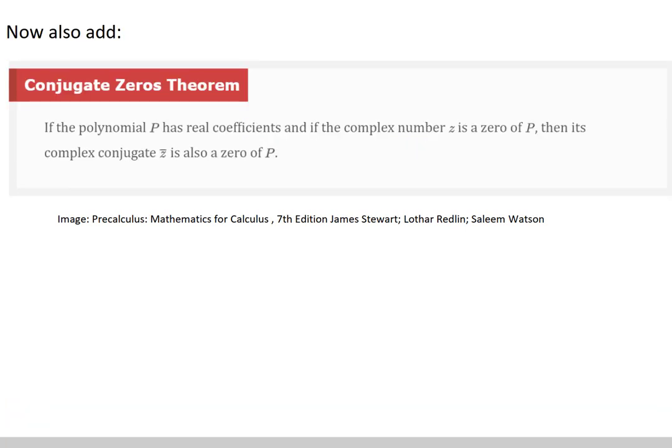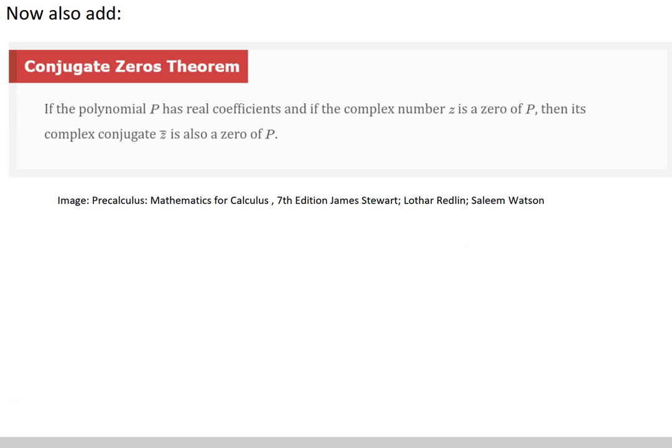Now we're also going to add to that the conjugate zeros theorem, which states as follows: if the polynomial p has real coefficients, and if the complex number z is a zero of p, then its complex conjugate is also a zero of p. Simply put, as we'll see in examples, let's suppose that 2 plus i is a zero of some polynomial. Then we can automatically assume that its complex conjugate would also be a zero. That means we would also know in this case that 2 minus i must be a zero as well.